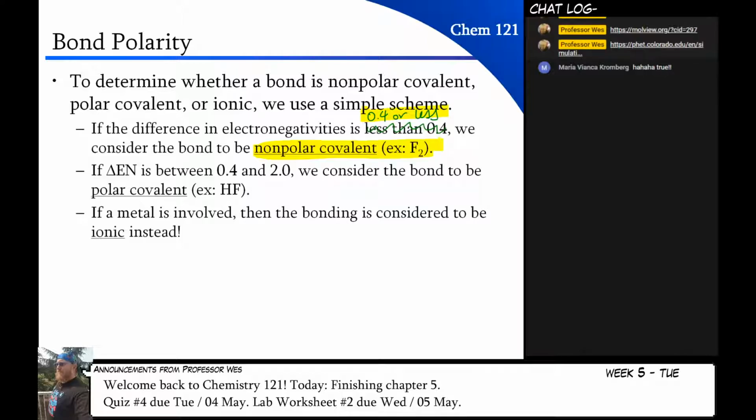Nonpolar means that the electrons are virtually in between the atoms at the center point. So that's going to change this number right here. That means if the electronegativity difference falls between 0.5 and 2, the electrons are going to be shifted towards the more electronegative atom. We're going to call that polar covalent.